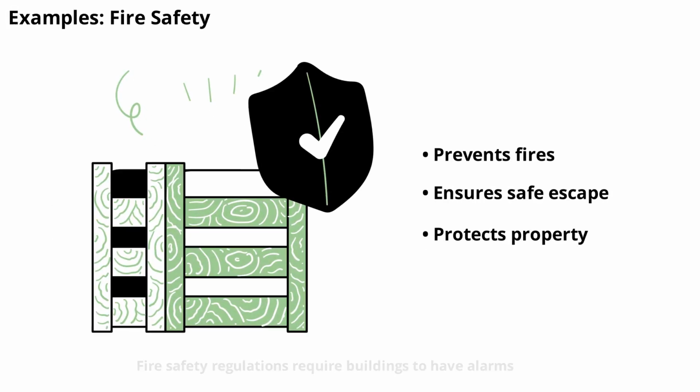Fire safety regulations require buildings to have alarms, extinguishers, and emergency exits. These rules are essential for preventing fires and ensuring that people can escape safely in an emergency. By enforcing fire safety laws, governments save lives and protect property.